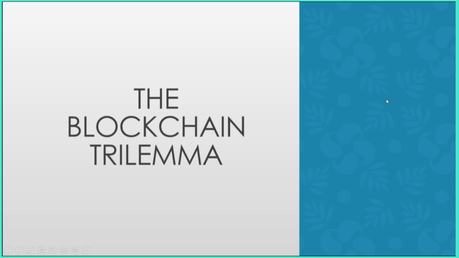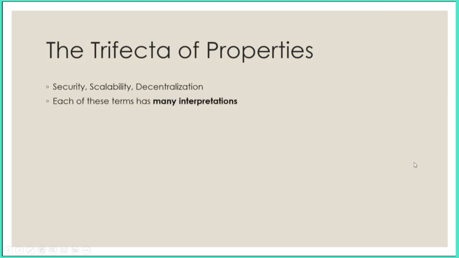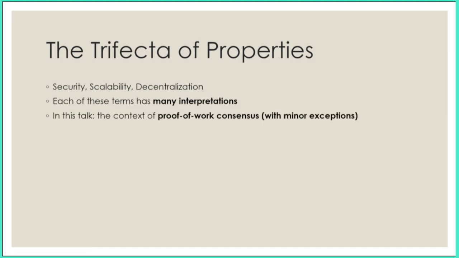So what is the blockchain trilemma? Essentially, there is a trifecta of three properties that we would want our decentralized magical internet money to provide. And they are the infamous security, scalability, and decentralization. Each of these terms has many interpretations, many different meanings. In this talk, I'm going to talk about their meaning mostly in the context of proof-of-work consensus, as I said. There are some minor exceptions. We are going to go a bit beyond the consensus layer.